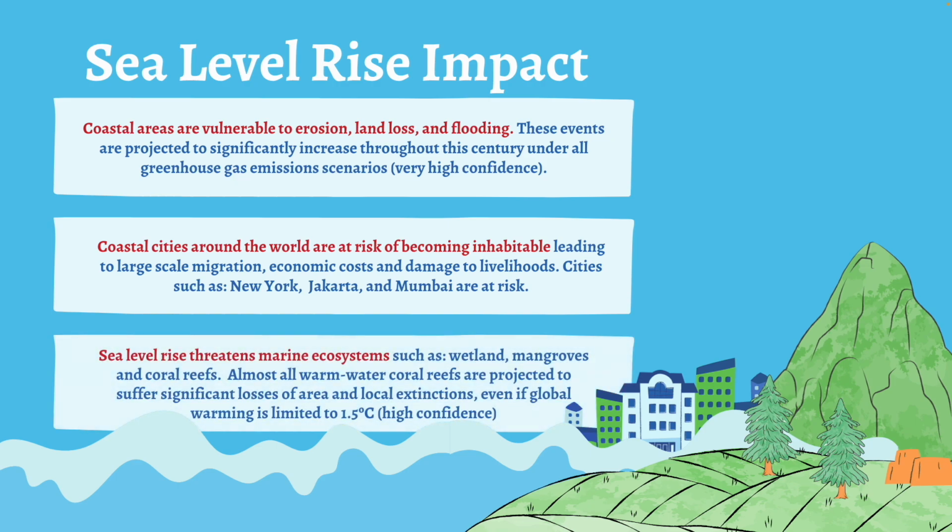Sea level rise threatens marine ecosystems such as wetlands, mangroves, and coral reefs. Almost all warm water coral reefs are projected to suffer a significant loss of area and local extinctions, even if global warming is limited to 1.5 degrees.